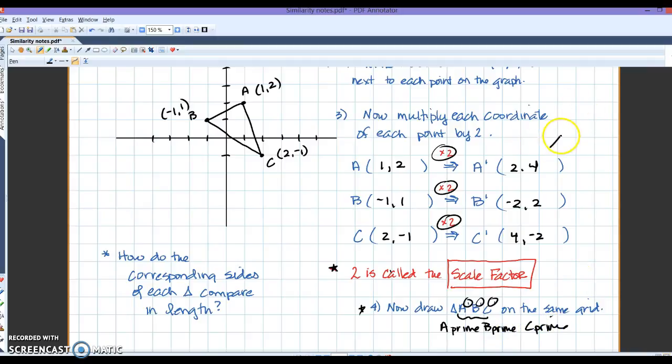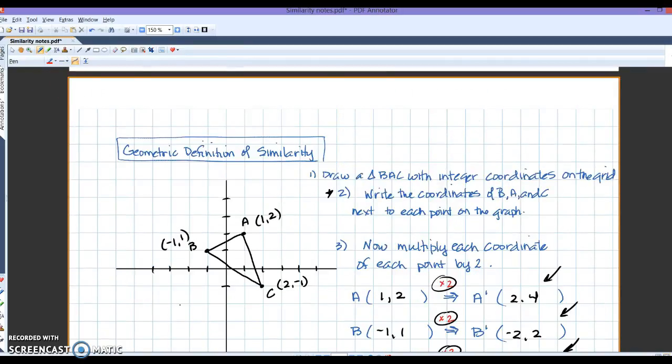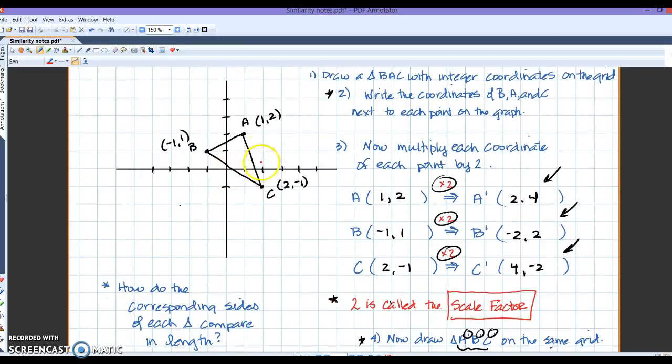We're going to draw all of these points, A prime, B prime, and C prime, on the same grid. I think I'll change color for that just so we can see the difference between the two. So A prime is at 2, 4. 1, 2, 3, 4. That's up here. So there's my A prime. B prime is at negative 2, 2. That's here. There's my B prime. And C prime is at 4, negative 2. 1, 2, 3, 4, negative 2. So there's my C prime. Draw that triangle.